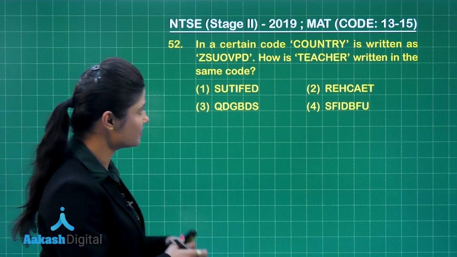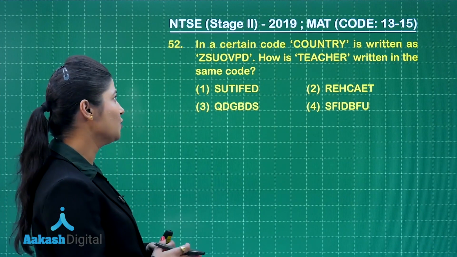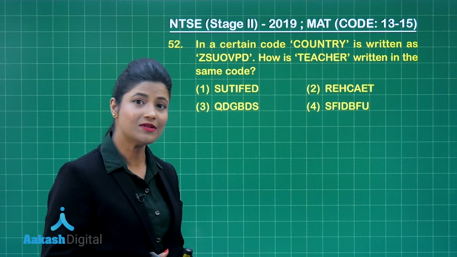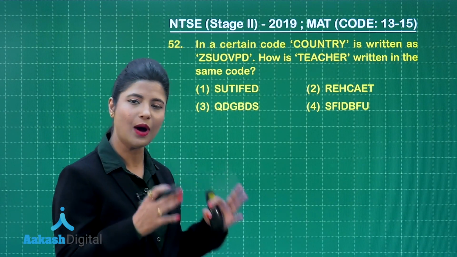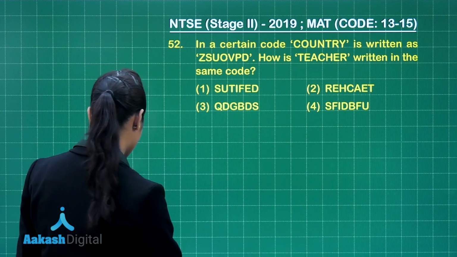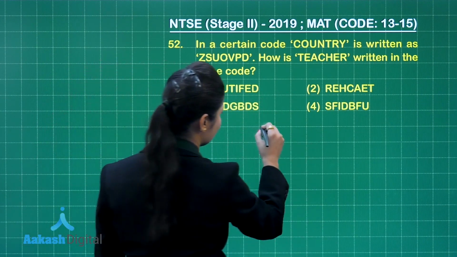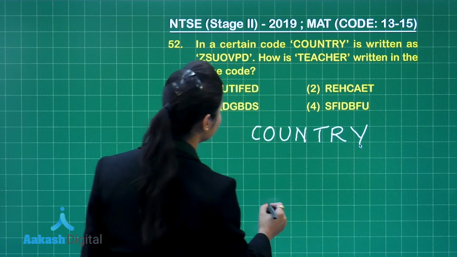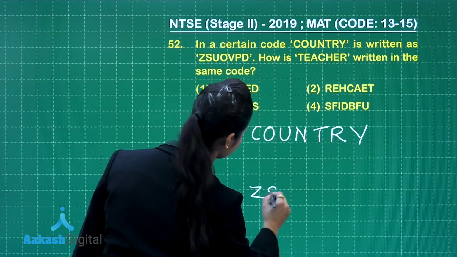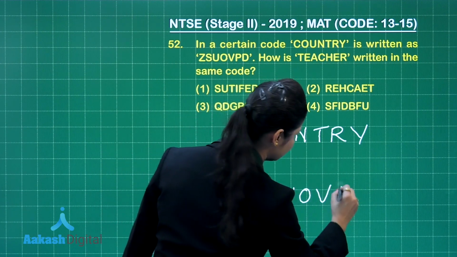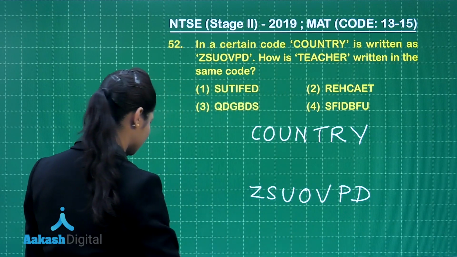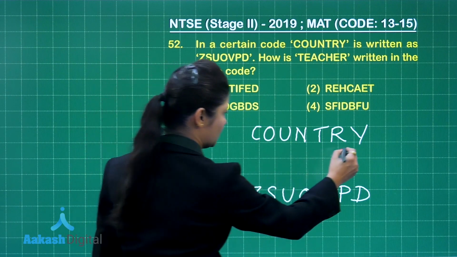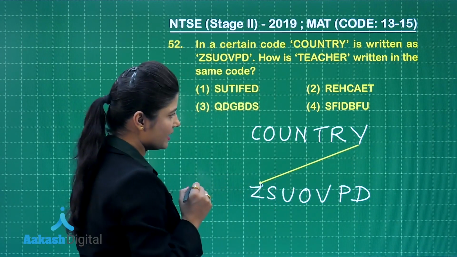It states that in a certain code, country is written as ZSUOVPD. How is teacher written in the same code? So we have a very interesting question related to coding decoding where you have to obtain the answer out of these 4 options. For that, very first decode this. So I have here the word country and it is being coded as ZSUOVPD. You know that here letter Y is followed by letter Z.